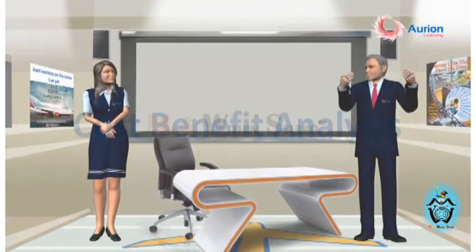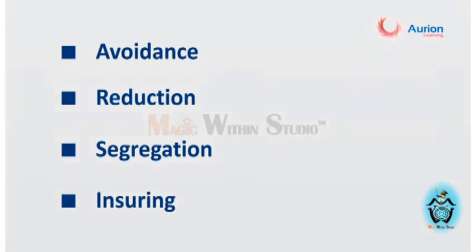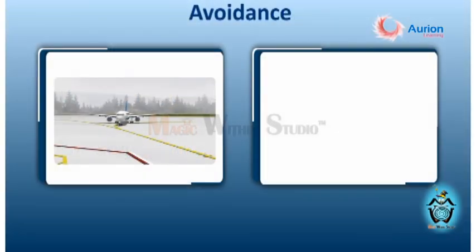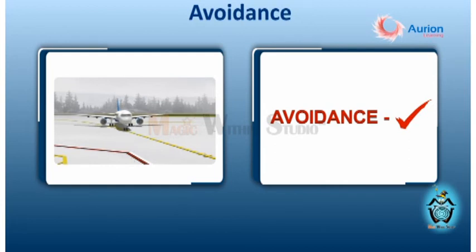Now that we have understood the risk severity, probability, and have a better understanding of direct and indirect costs whilst doing a cost-benefit analysis, let's take a look at the final fundamental, which is risk control or mitigation. This can be done in 4 ways: avoidance, reduction, segregation of exposure, and insuring against risk. Let us take an example of avoidance. In case there is snowfall and the weather forecast predicts a snowstorm, you decide that your flights will not take off. This completely does away with the risk of an accident.